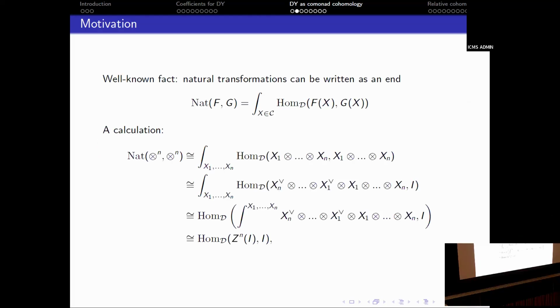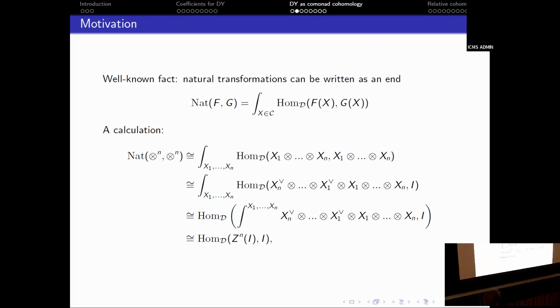Let's do a simple calculation together, just for the fun of it. The natural transformations can be written as an end. I'm working in a setting where the category is rigid, so I'm using rigidity to move x1 from the covariant into the contravariant argument, x2, and so on. Then I realize that here I can take the end inside the argument of a Hom as a coend. This is just because Hom is a left exact functor and commutes with these limits.